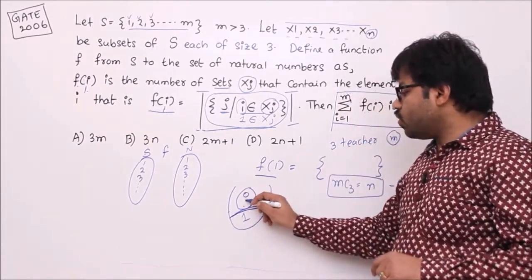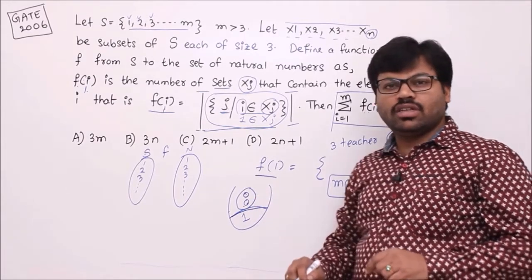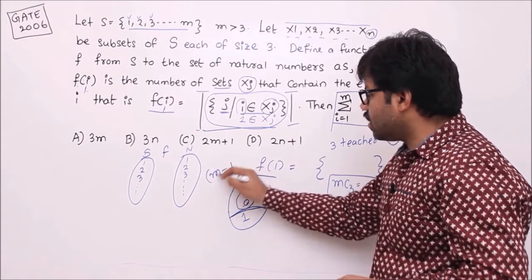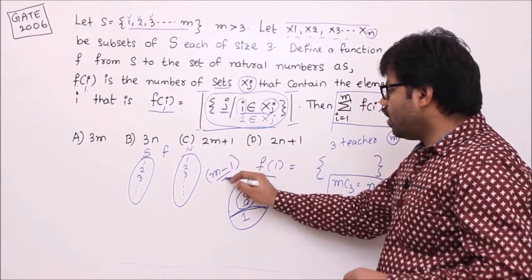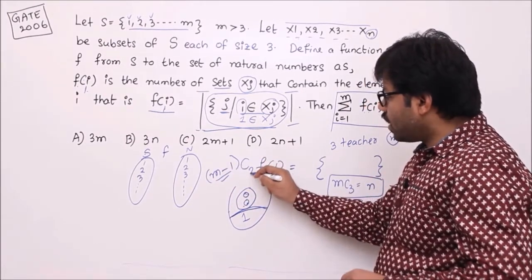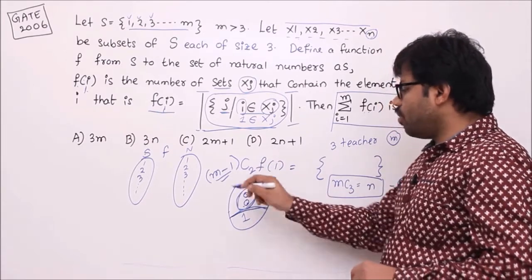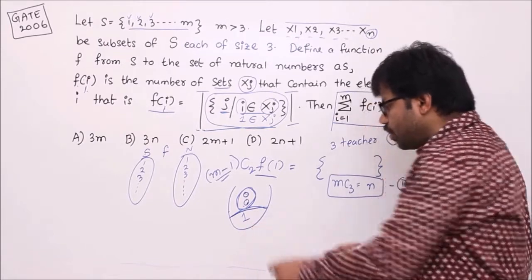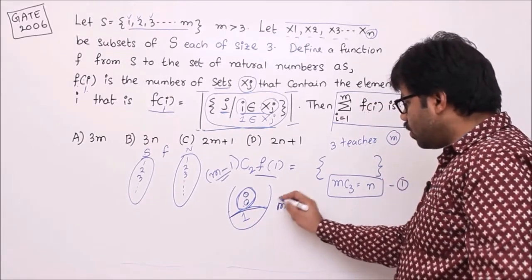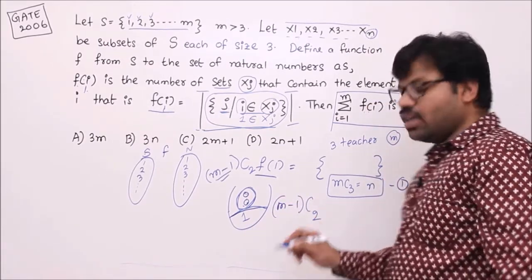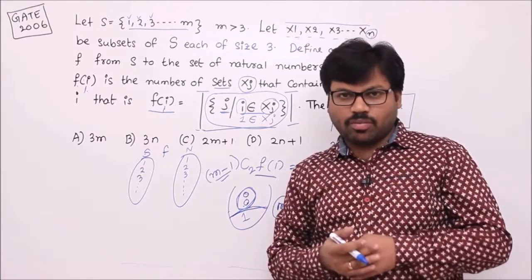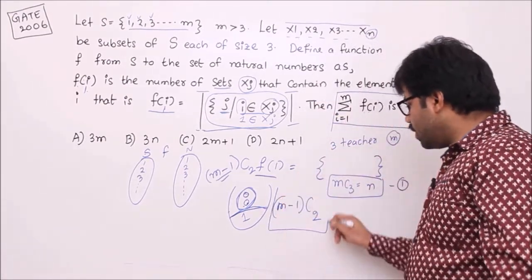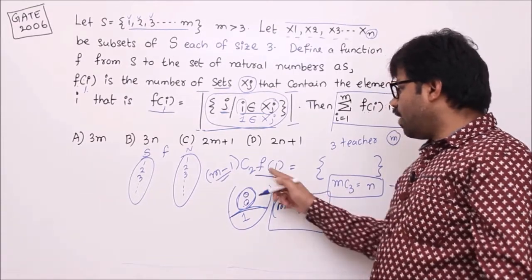Then how many different ways can you vary these 2 points? These 2 points are coming from the remaining m-1 teachers, isn't it? Out of m-1, any 2 you can select to form this kind of committee. So that's why the total number of committees where teacher 1 is compulsory is (m-1)C2. We have seen this kind of problem in combinatorics problems. Please go through them clearly. Now (m-1)C2 is the answer for f of 1, right?